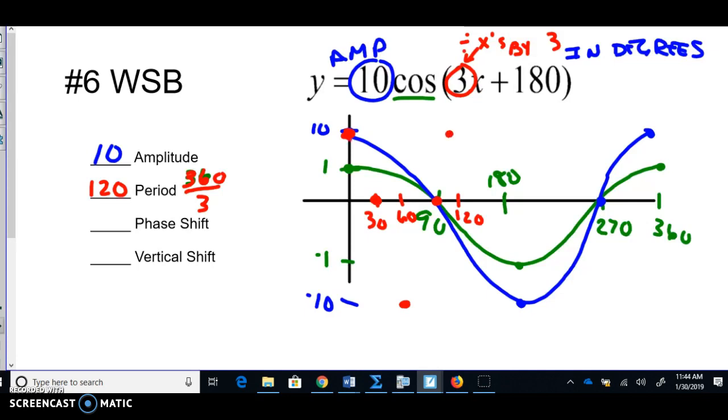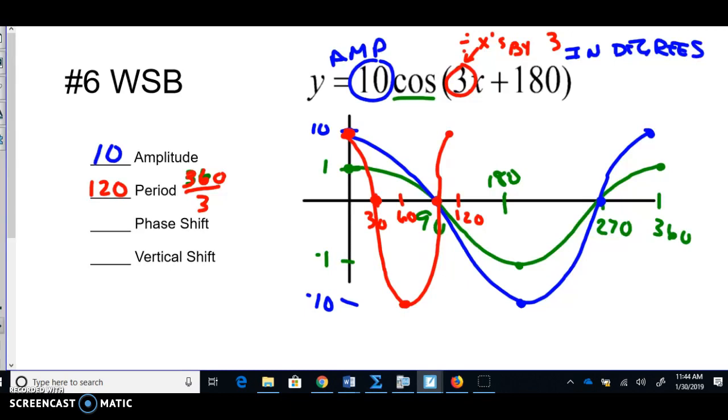Now what we have, just so we can see something, we said the period is 120. And a reminder, the period is the horizontal length for one full cycle. There's one full cycle from start to finish. It's 120 degrees, which is what we said our period would be.